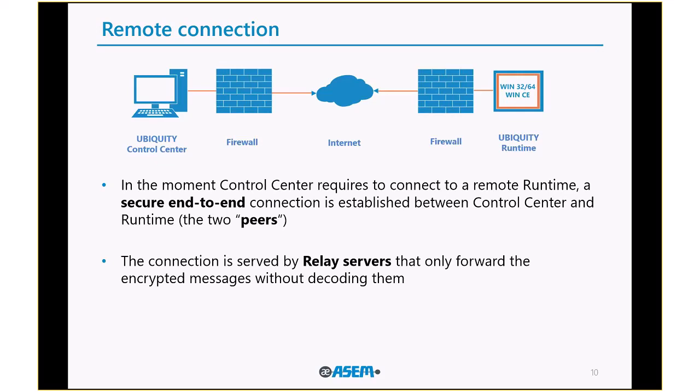So the Ubiquity idea is that after authentication, after the server has applied permissions, after all the certificates have been properly verified, the communication is not going anymore through that server, but we are implementing an end-to-end secure connection between Ubiquity Control Center and Ubiquity Runtime. From the logical point of view, there's nobody in the middle that does anything in the connection between the two peers.